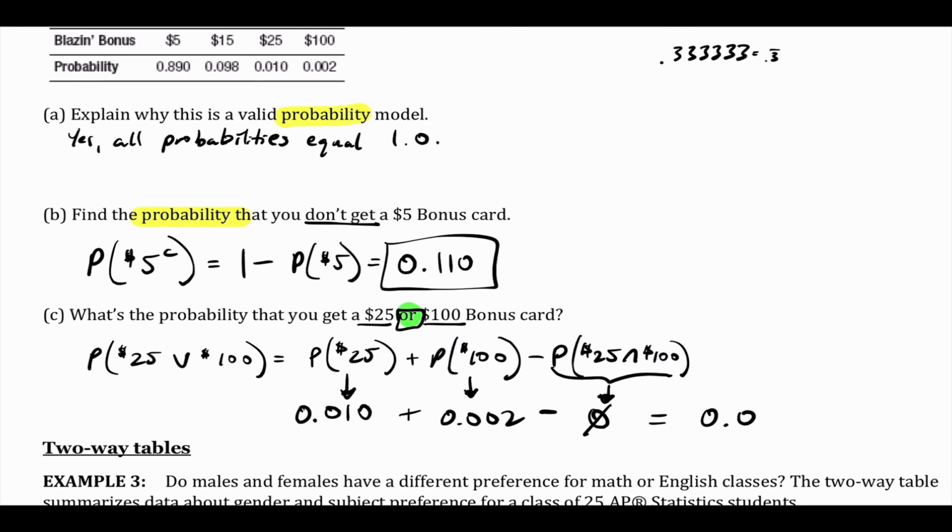So I add straight across, a little over 1%. Write it, keep it as a decimal.